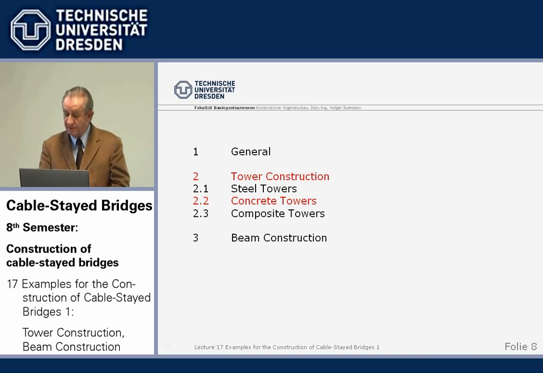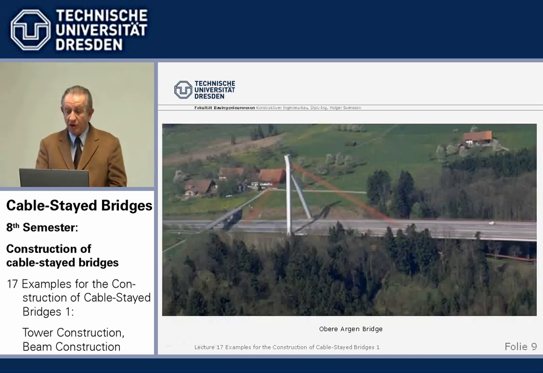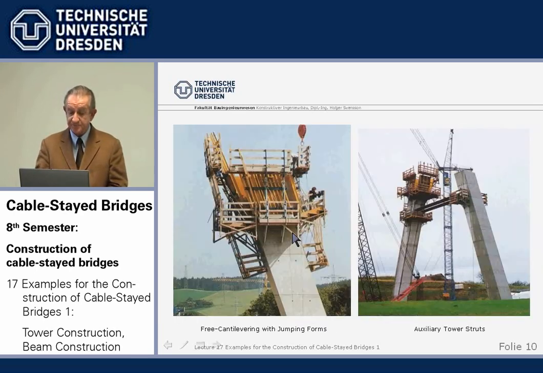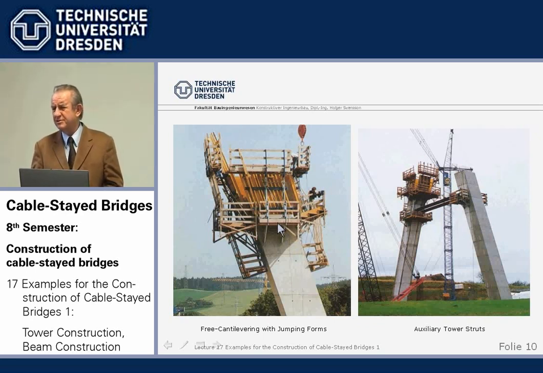Rather simple, straightforward. Concrete towers. We use as an example the A tower of the Obere Argen Bridge in South Germany. And we see here, we build the tower legs generally cast in place. There are very few exceptions, like the Dee River Bridge in Wales, where precast elements were used. We do it cast in place.